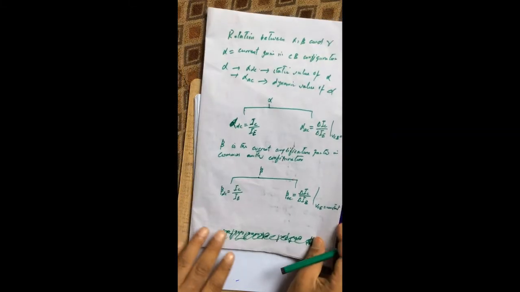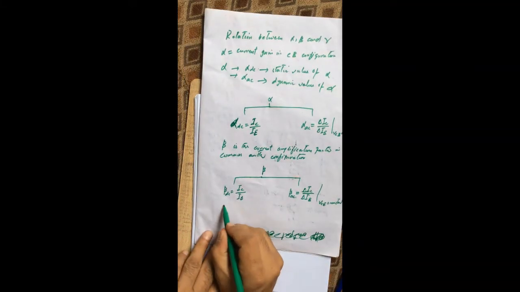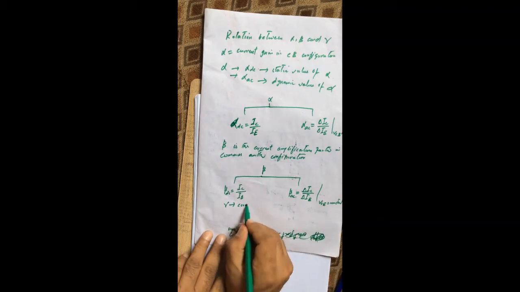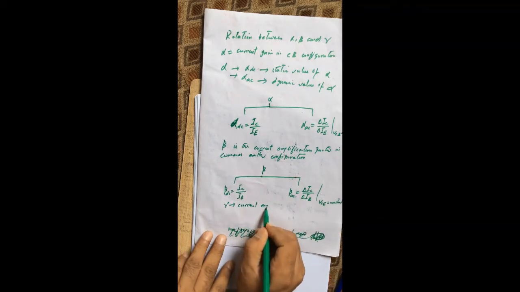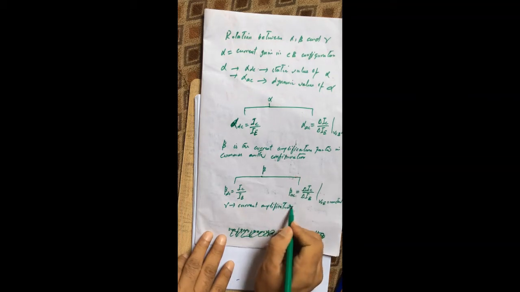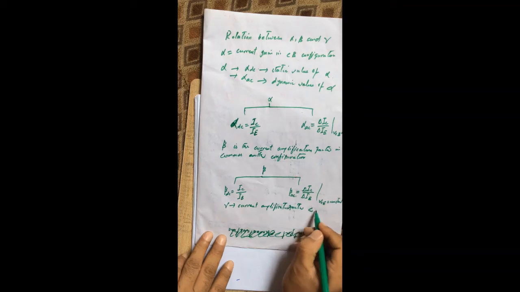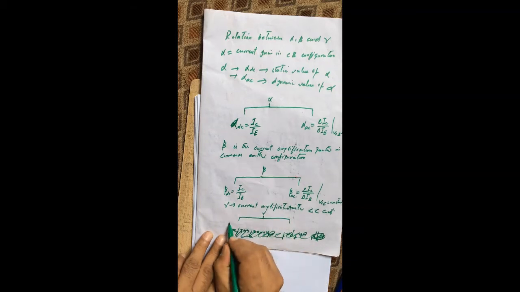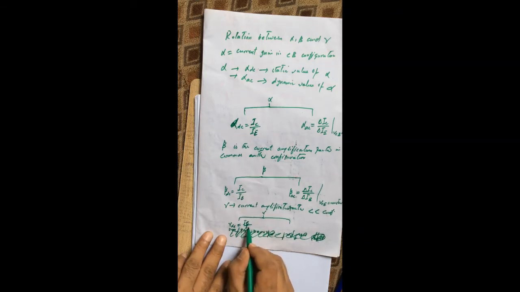Now similarly, gamma is the current amplification factor in common collector configuration. So it means that gamma can also be written in two forms. One is gamma DC, which is the static value of gamma, equal to the output current, which is IE, over the input current, which is IB.